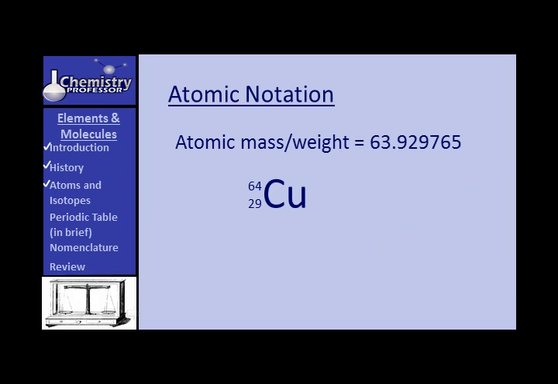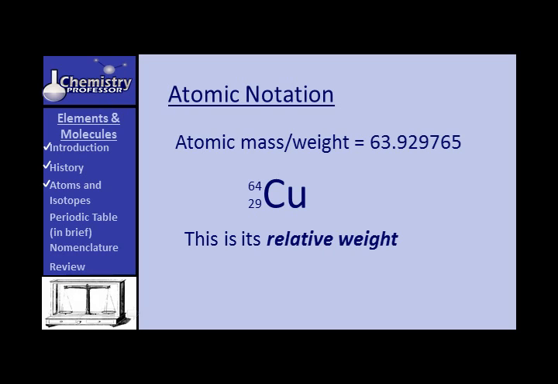Now look at this. If we look at the atomic mass, or the atomic weight, that we see on the periodic table or that we look up somewhere, it is 63.929765. Notice that is a little bit less than its atomic mass number. This happens to be its relative weight.